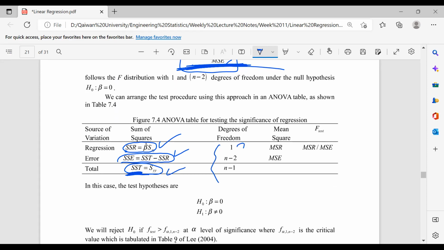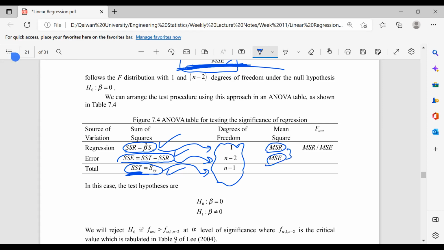Here we have degrees of freedom. The degree of freedom for this one is 1, for this one is n minus 2, and for this one is n minus 1. It's always like that. We just replace n by its value. If n is 10, the first one is 1, the second is 8, and the last one is 9. And here we have MSR and MSE.